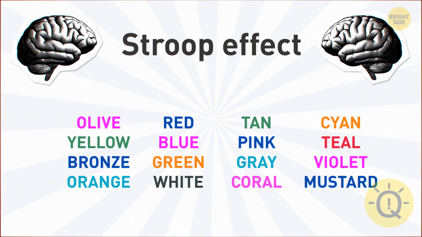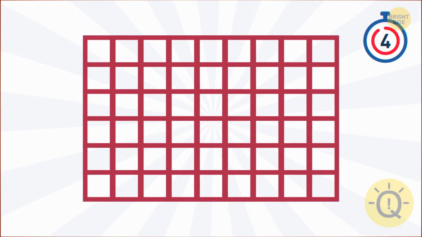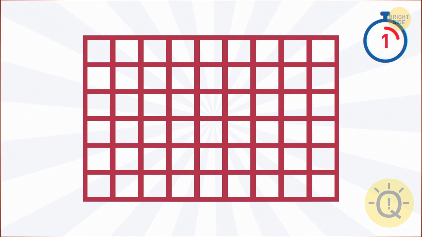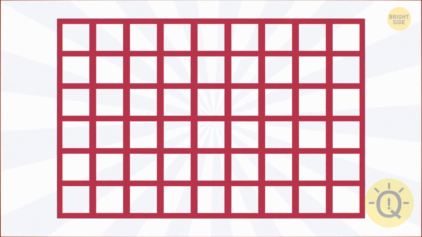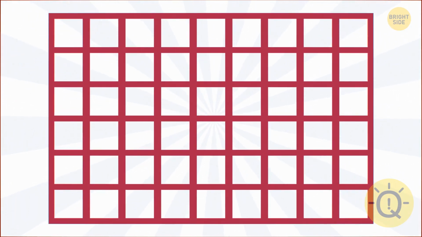Can you count all the gray dots at the intersections in this grid? The correct answer is 0. This is a Hermann grid illusion. Your brain makes you think they are gray dots at the intersections because of the dark surroundings. If you look closer, all the dots are gone.